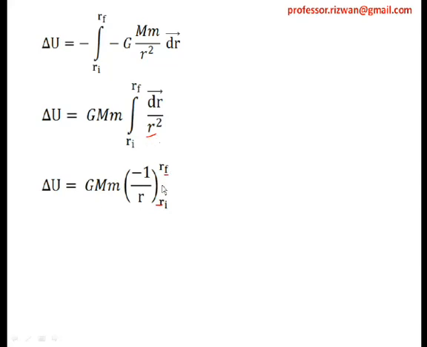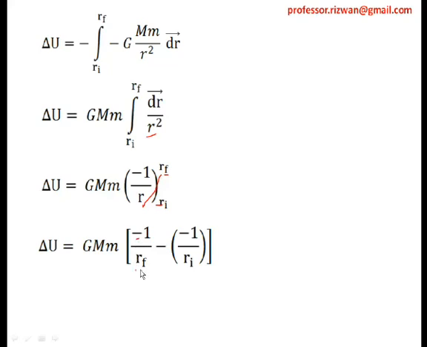Now what is the limit? This is the lower limit, this is the upper limit. When we solve this, we know we have to substitute the upper limit first. So the upper limit has been substituted; in place of r, I have substituted Rf. This is the meaning of a definite integral, right? Limit value substitution for integration. So first the upper limit will be substituted, minus 1 as it is.